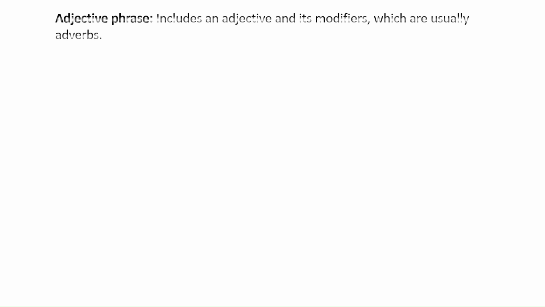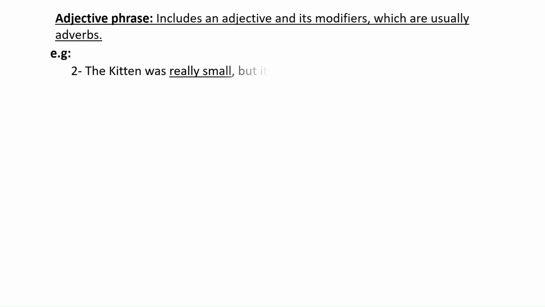The fifth phrase is the adjective phrase, which includes an adjective and its modifiers. Those are usually adverbs. For example, in the sentence, the kitten was really small, but it had a big personality, the adverb really modifies the adjective small and together they form the adjective phrase. Another example, the old town was magnificently charming with its cobblestone streets.